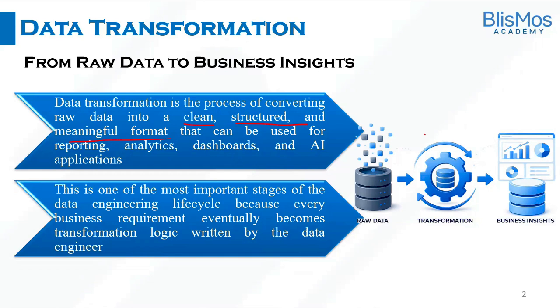And why do we need that data? We need that data for reporting purposes, analytics purposes, dashboards, and also AI models. This is one of the most important, critical stages of the data engineering lifecycle. If you are not transforming the data properly as per the business requirements, your dashboards are going to show the wrong data, and you're going to feed the wrong data into the AI models. The results wouldn't be right. Okay, so for any business insights, data transformation is one of the important things.